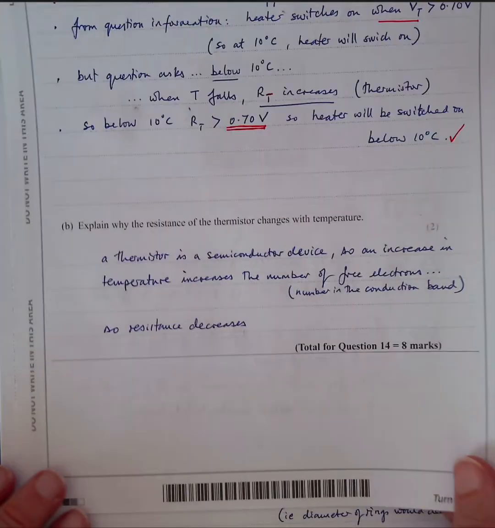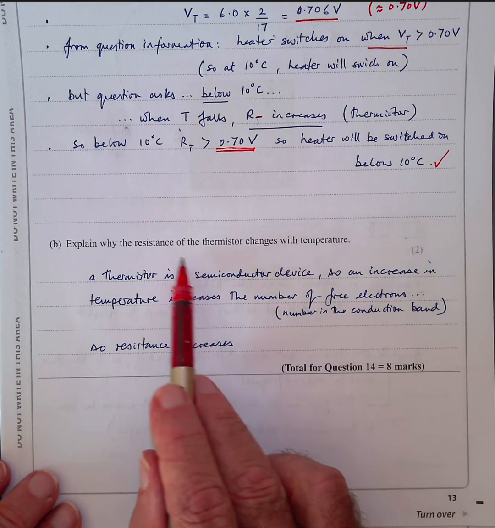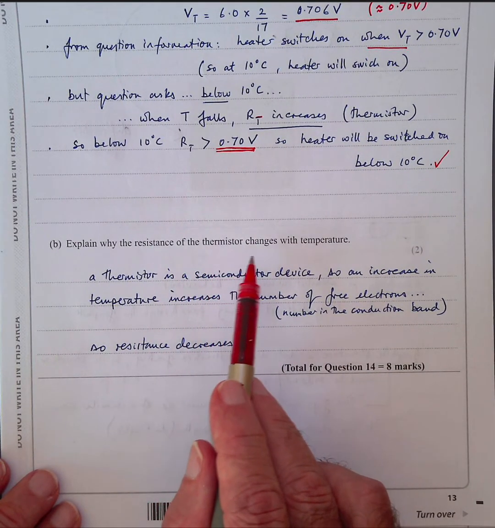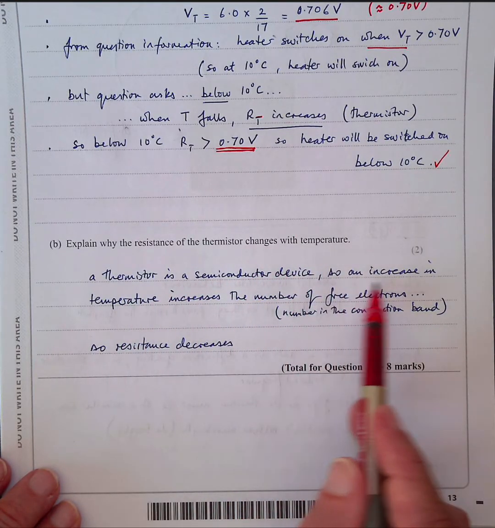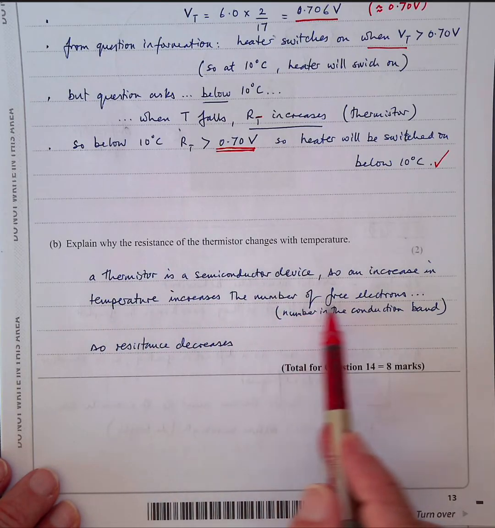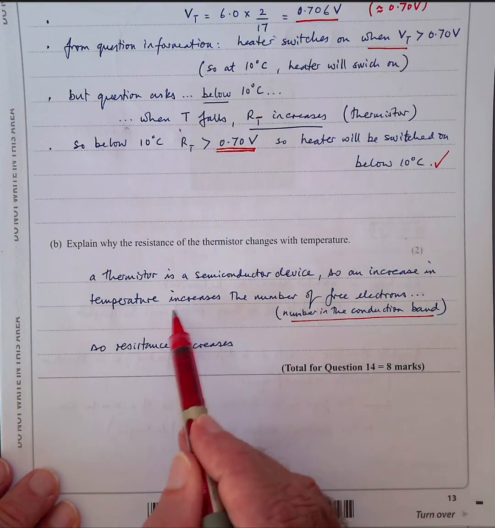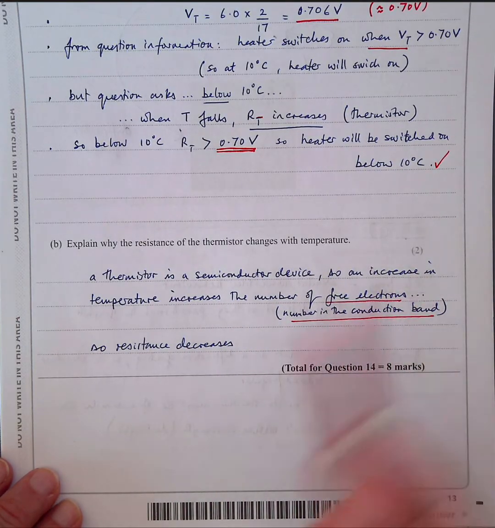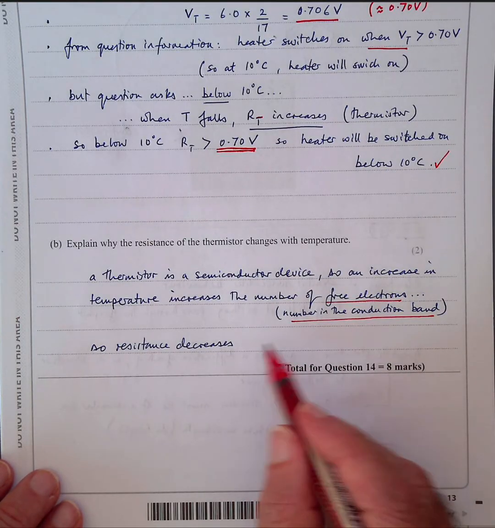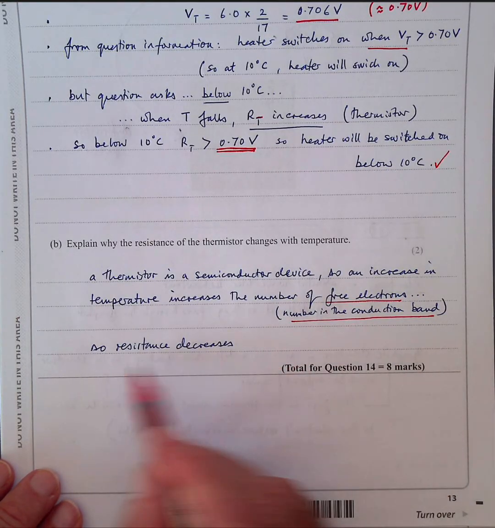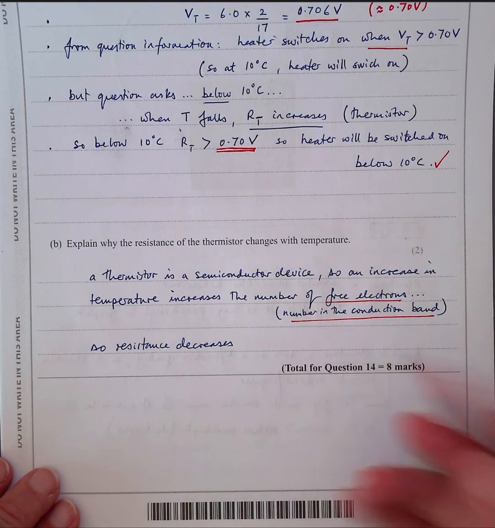So then it says explain why the thermistor, and this is a common question it seems like, explain why the thermistor resistance changes with temperature. Well, a thermistor is a semiconductor device, so an increase in temperature increases the number of free electrons, or the number of electrons in the conduction band. So free electrons, you've got the concept. So if that happens, remember I equals nAqv, so more current means the resistance will decrease. Hope that makes sense.